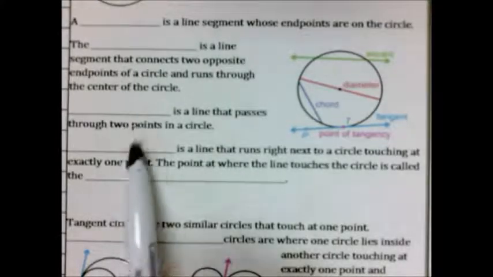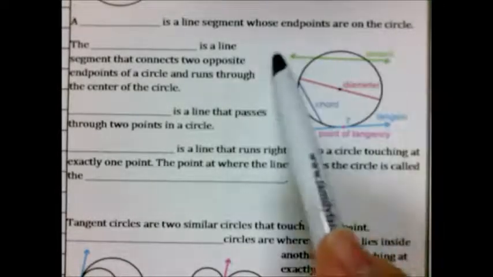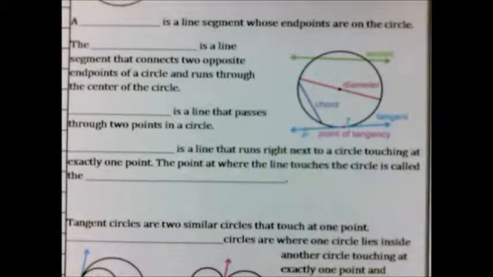This next one says blank is a line that passes through 2 points in a circle. That is called the secant. It's just a line that goes through at least 2 points of the circle. And really, the line is straight, so it can only go through those 2 points.